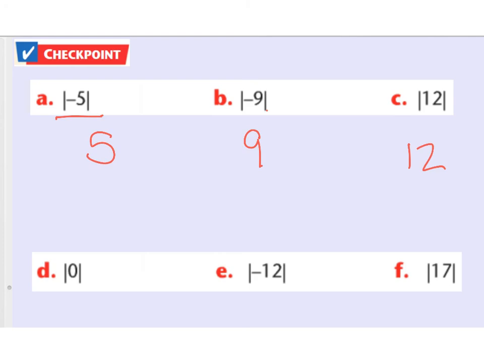This one should be interesting. Absolute value of 0. How far away from 0 is 0? 0. Absolute value of negative 12. Positive 12, we were 12 steps away. Same thing with negative 12. It's just in a different direction. And letter F, the absolute value of 17 is 17.